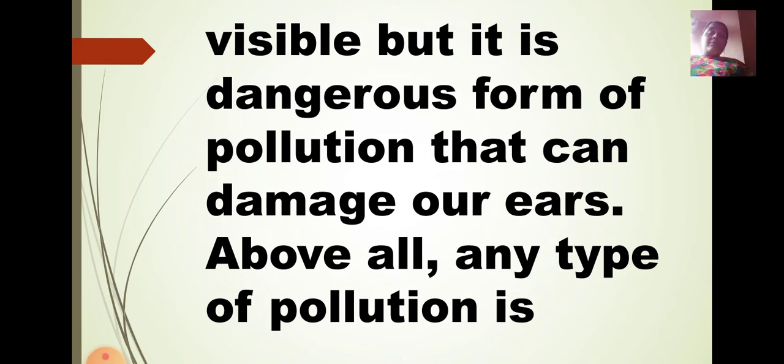But some people don't bother, they put it in a high volume, and then others, the neighbors or some elderly people, they can't bear that much sound, so that can damage our ears. Okay, so high volume can damage our ears, and that is called noise pollution.